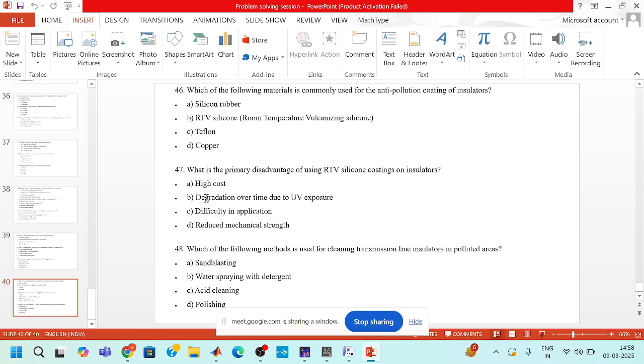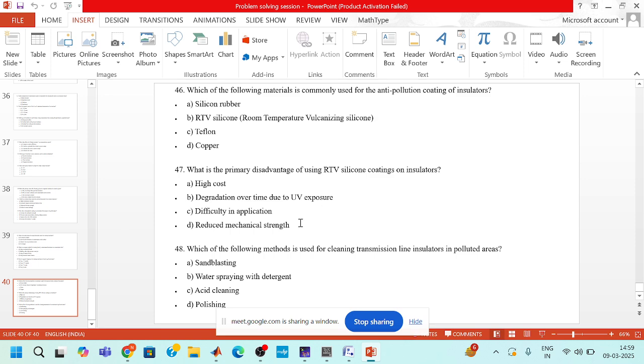Next question is, what is the primary disadvantage of using RTV silicon coatings on insulators? B, madam. Degradation over time due to UV exposure. As the temperature increases, the coating is also exposed to the temperature. It's a correct answer. Option B is correct. That is degradation over time due to UV exposure.